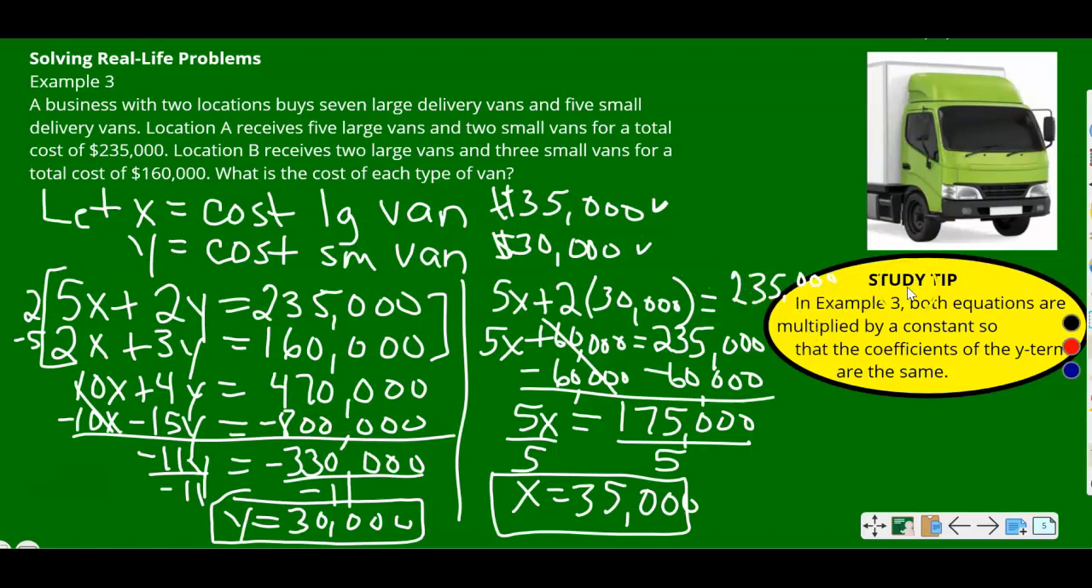All right, study tip: in example 3, both equations are multiplied by a constant so that the coefficients of the y term are the same. Actually, I multiplied to make the x term the same instead of the y term. So you can see that works for either one of those.